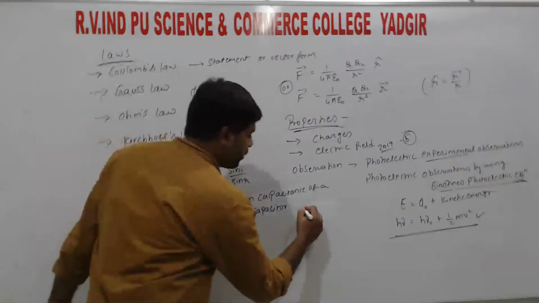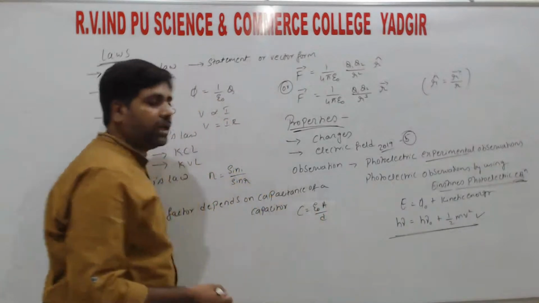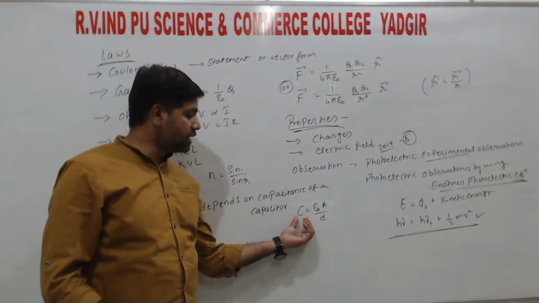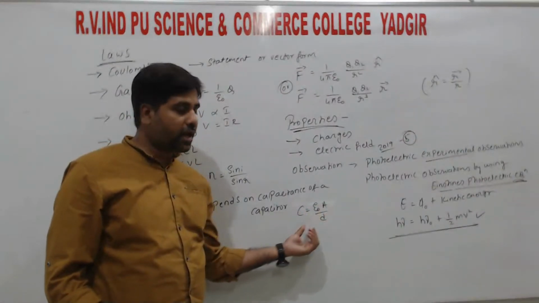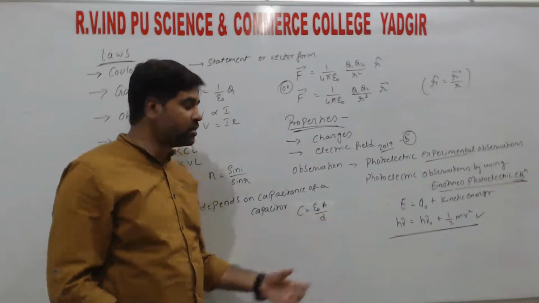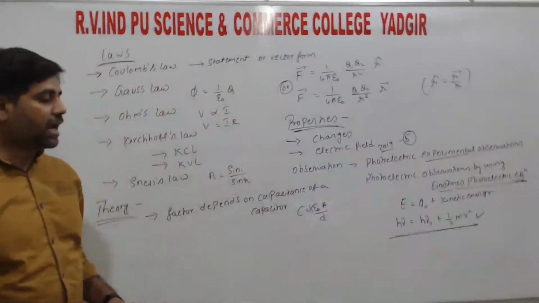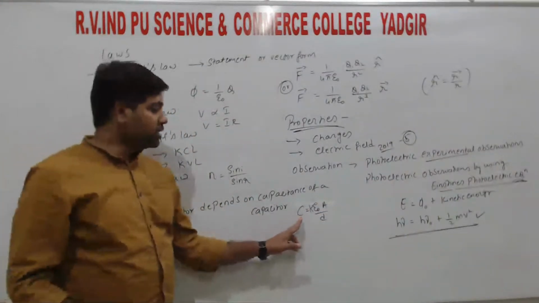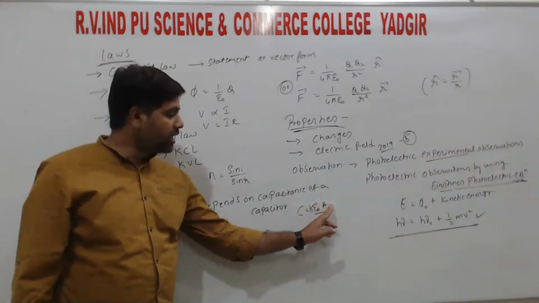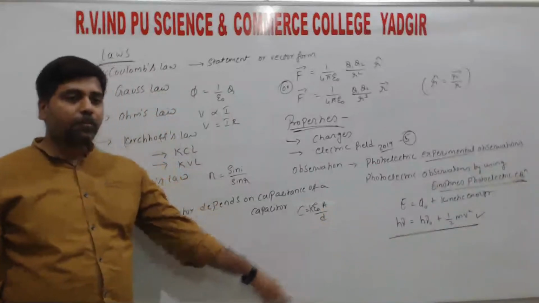The capacitance of a capacitor C is equal to epsilon naught A divided by D. That means capacitance is directly proportional to the area and inversely proportional to the distance between the two plates. One more we are adding is K, the dielectric constant. So capacitance is directly related to the dielectric medium and the area of the plate, and inversely proportional to the distance between the plates, right?